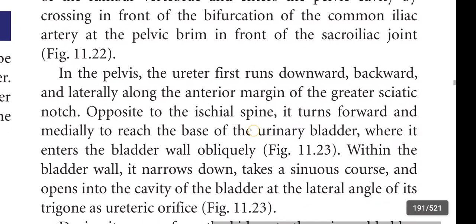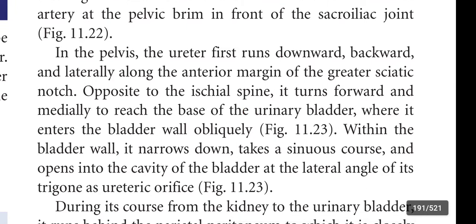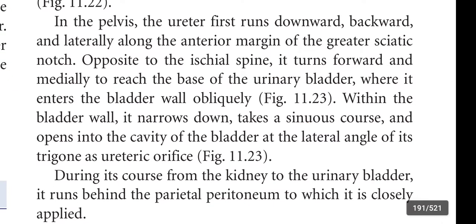Clear, guys? In the pelvis, the ureter first runs downwards, backwards and laterally along the anterior margin of the greater sciatic notch. Opposite to the ischial spine, it turns forward and medially to reach the base of the urinary bladder, where it enters the bladder wall obliquely.